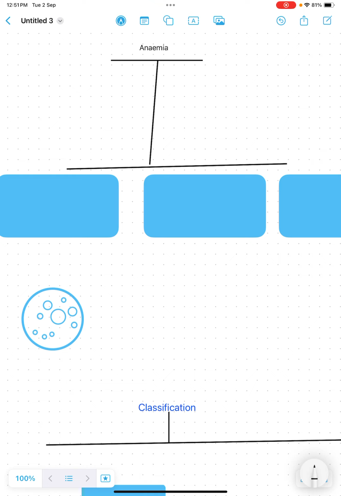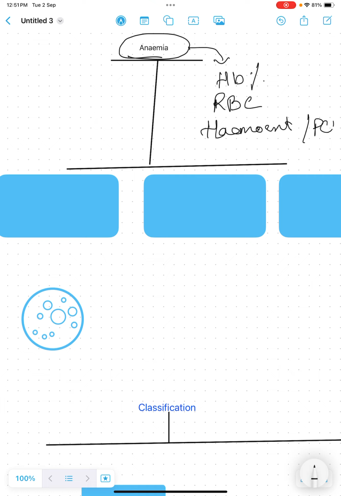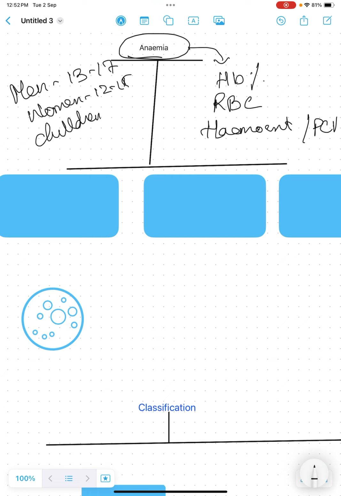Anemia is the reduction in the oxygen carrying capacity of the blood. This oxygen carrying capacity is being reduced due to reduction in either hemoglobin, RBC, or hematocrit value or PCV. The normal hemoglobin ranges in men are 13 to 17 g/dl, in women 12 to 15, and in children 11 to 13. So what is the basic of anemia?